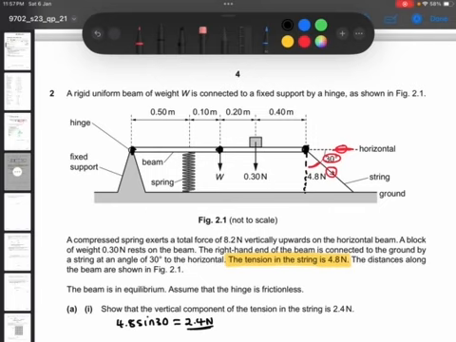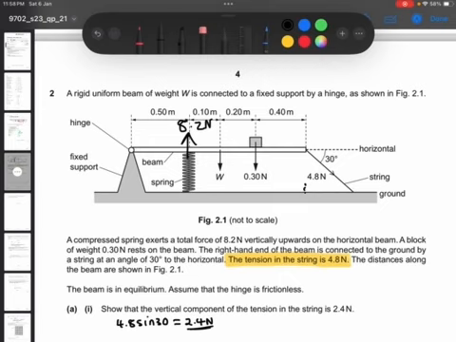But even if they had not given you those distances, if you knew, let's say, the total length of the rod, if you are told that it's a uniform beam, then you know very well that its weight will act at the center of gravity, which is at the geometric center. Anyway, let's continue. A compressed spring exerts a force of 8.2 newtons vertically upwards on the horizontal beam. So that spring there is applying a force vertically here at this point of 8.2 newtons.